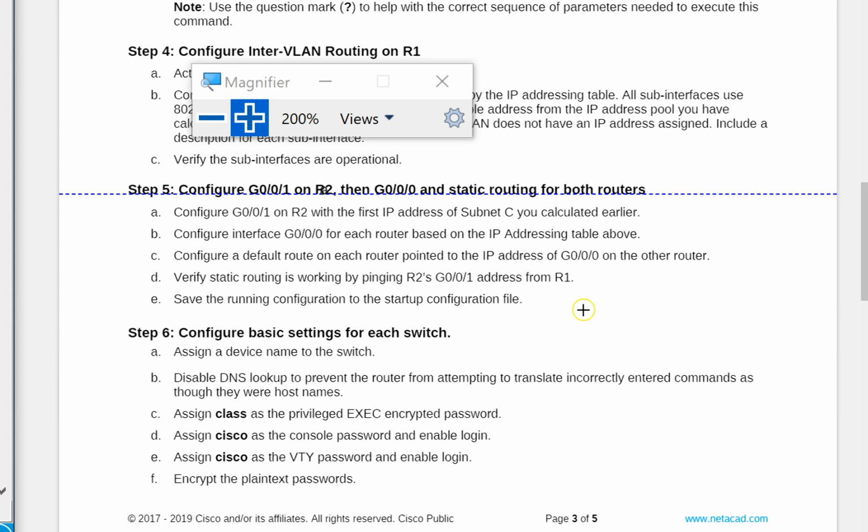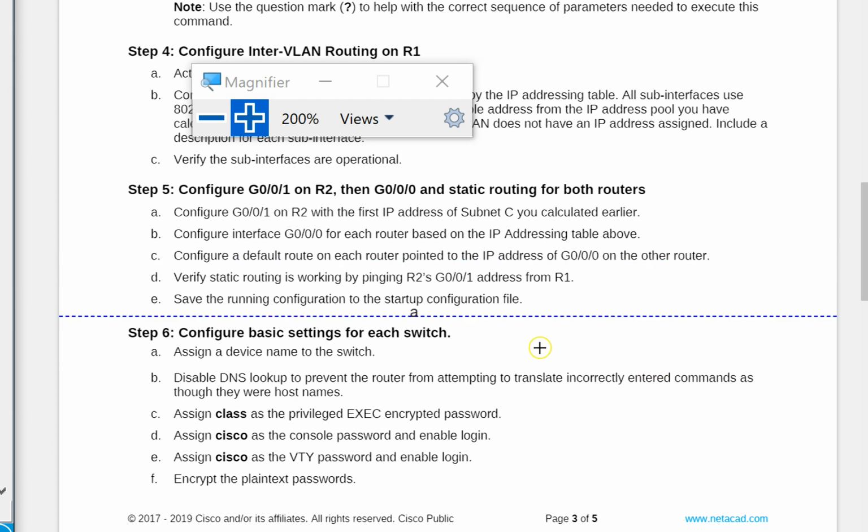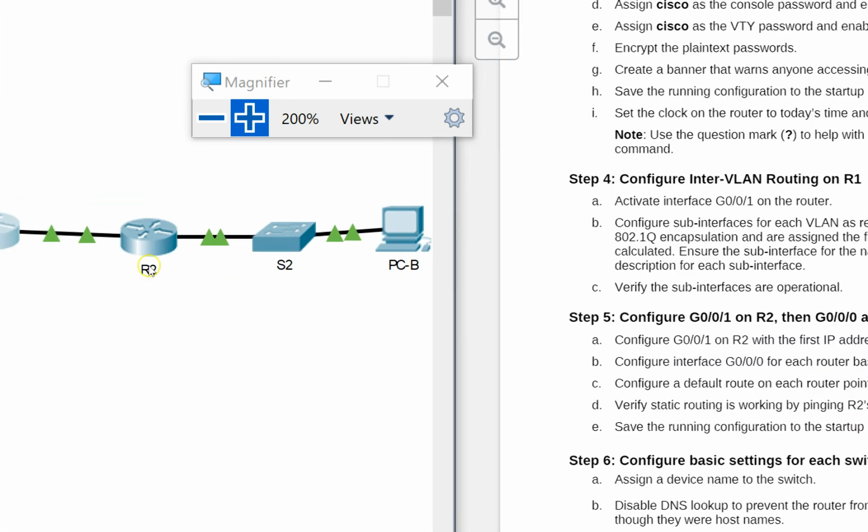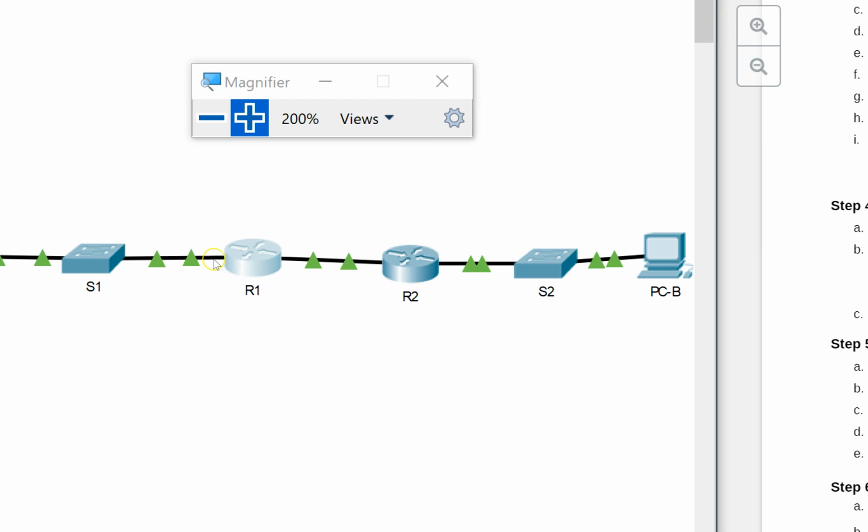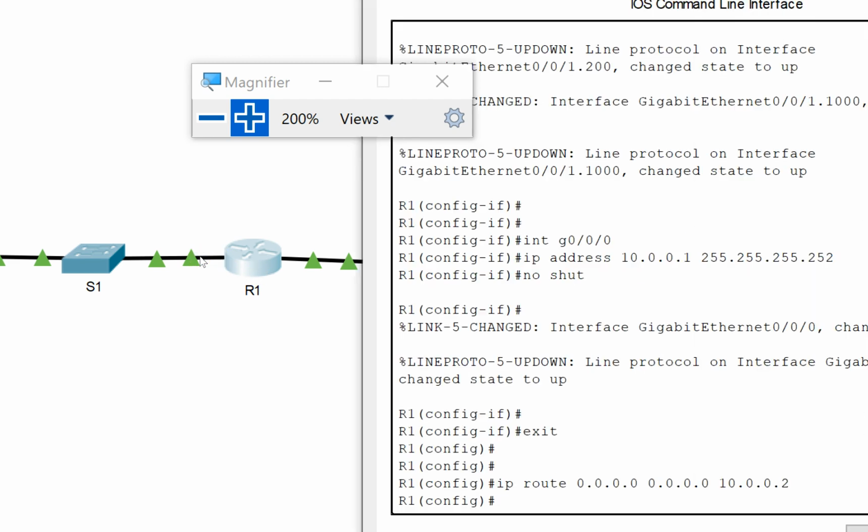All right, so I did that. I configured the interface and configured the default route for each one. Next: verify static routing is working by pinging R2's G0/1 address from R1. They want us to ping R2's G0/1 from R1. It's 192.168, I believe .97, right? So we can try that.